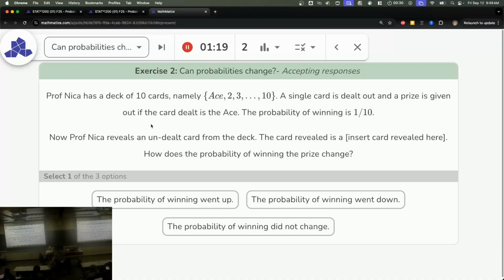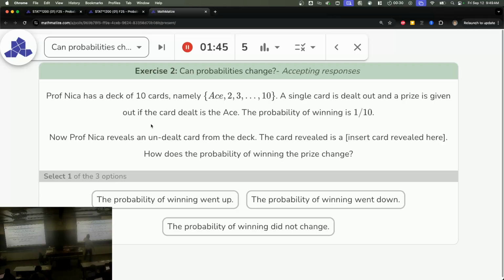And then if it's an ace, they're going to win. If it's not an ace, they're going to lose. But here's where the fun things happen, right? So the probability of them winning right now is 1 out of 10. And now we're asking, can probabilities change? Here's what I'm going to do. I'm going to reveal an undealt card from the deck. So here we go. The 2 of spades has been revealed.